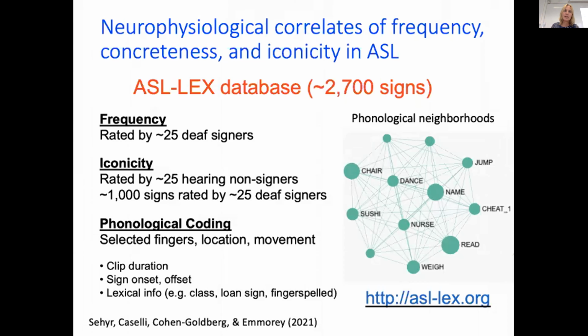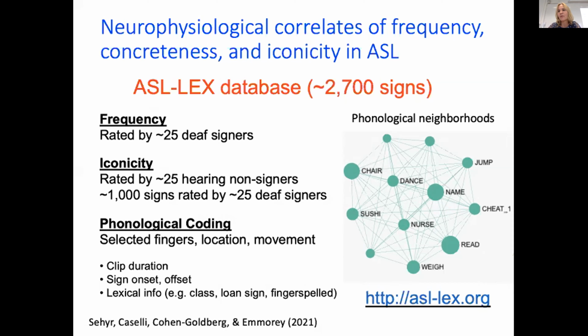Okay, so the next study I want to tell you about is looking at neurophysiological correlates for frequency, concreteness, and iconicity in ASL. But before I tell you about that, I have to tell you a little bit about how you get this kind of information for sign languages.